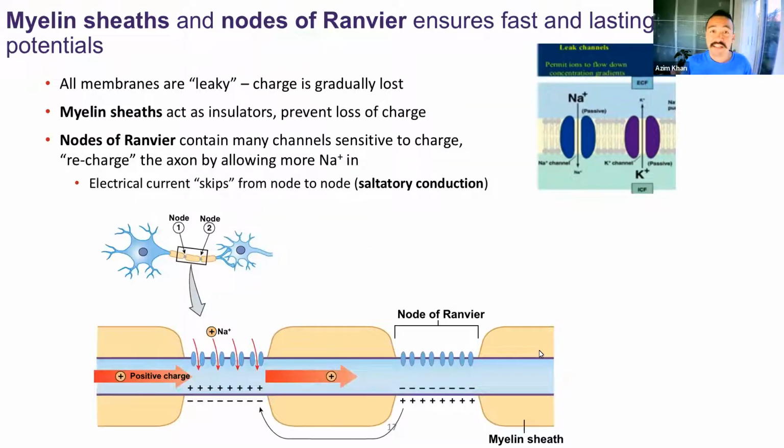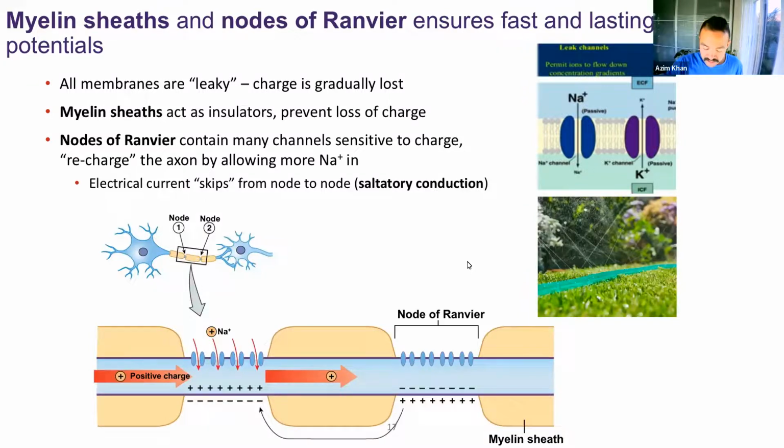Now we've mentioned myelin sheaths. What role do they play? What do you first need to understand about axons? Axons are leaky. You ever see those leaky hoses?